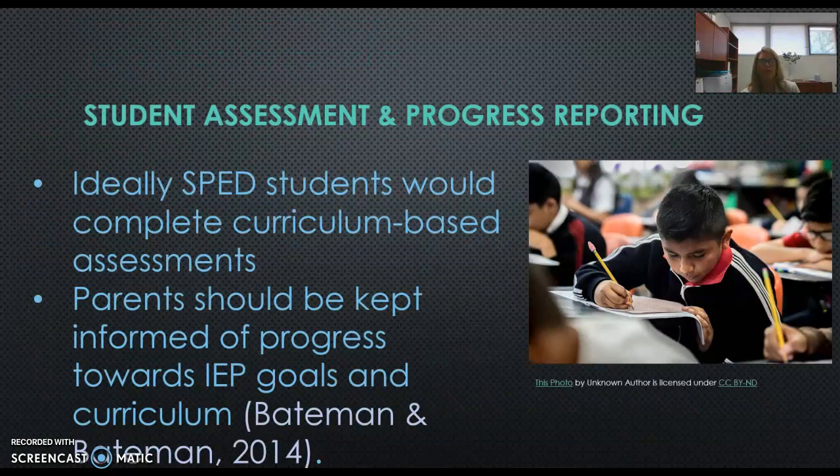Student assessment and progress reporting. Ideally, special ed students would complete curriculum-based assessments. Parents should be kept informed of progress towards IEP goals and curriculum. Bateman and Bateman 2014.